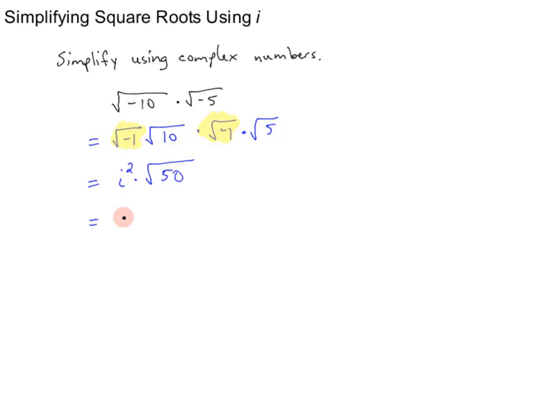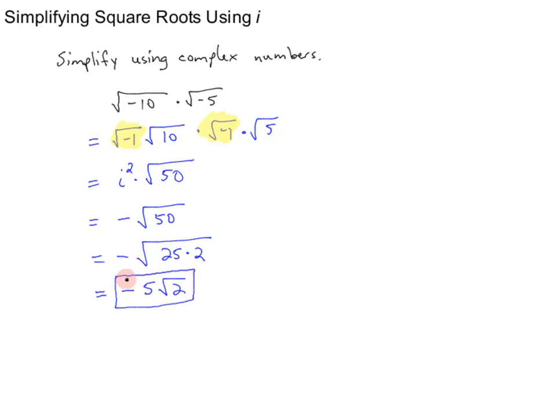So i squared is negative 1, so you have negative square root of 50, and now you can simplify the square root of 50, because it's a real number. You could break it down to 25 times 2, and the square root of 25 is 5, and the square root of 2 stays. So this simplifies down to negative 5 times the square root of 2.